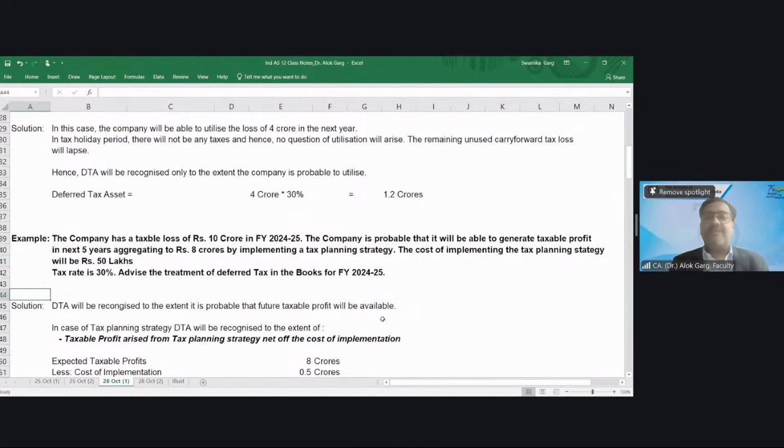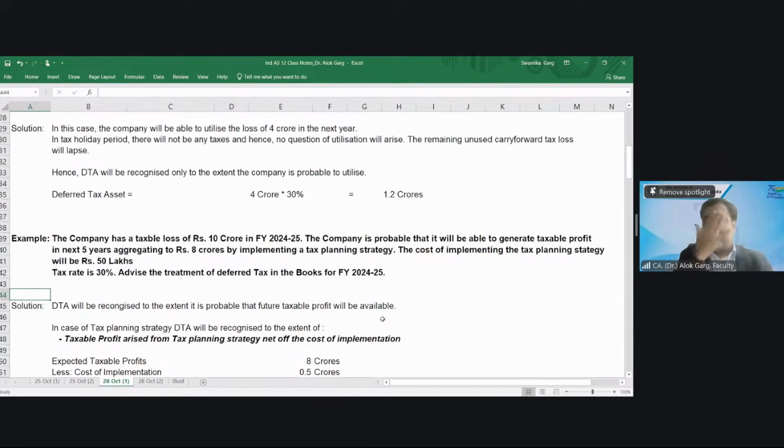So what information is given? 10 crore is a taxable loss in the current year. And the company is probable that it will be able to generate a profit of 8 crores by implementing a tax planning strategy. They have hired a different chartered accountant, Lavanya. She is a tax expert, and the company hired her. After her advice, the company believed that yes, we will be able to earn a taxable profit of 8 crore in the next 5 years. And she is charging 50 lakh rupees. The cost of implementing this strategy is 50 lakh rupees, let's say.